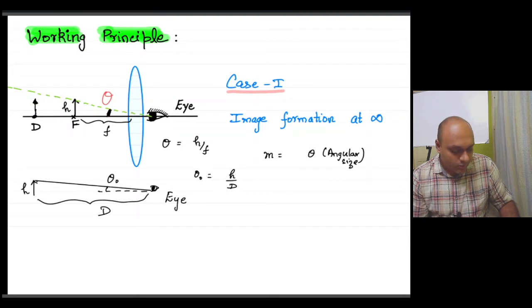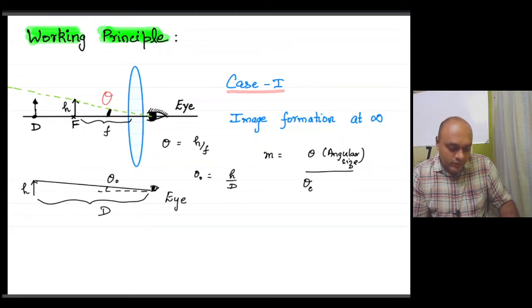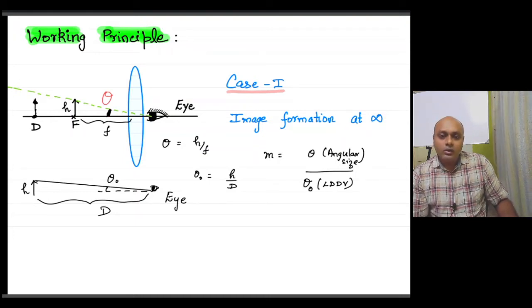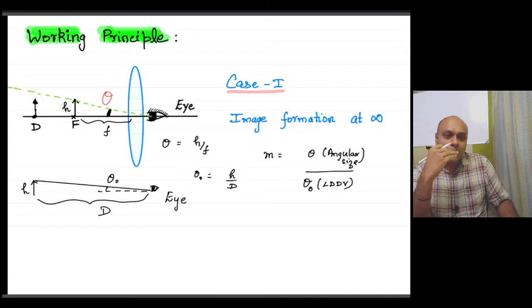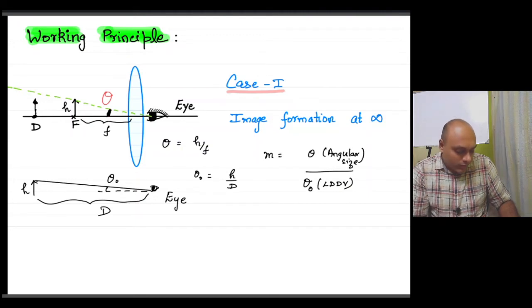Angular size when object is at the focus divided by the angular size when the object is at the least distance of distinct vision. Now why does this become the magnification? It's essentially, as if the angle will be more at the human eye. So suppose a lens was not there, theta naught is the maximum possible angular size that you can get.